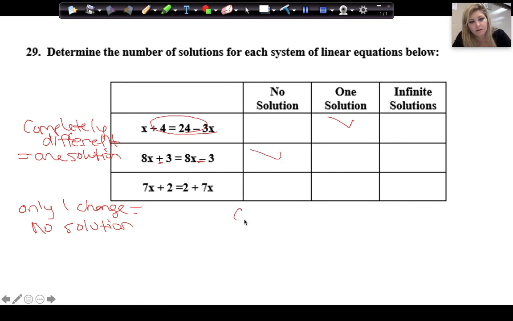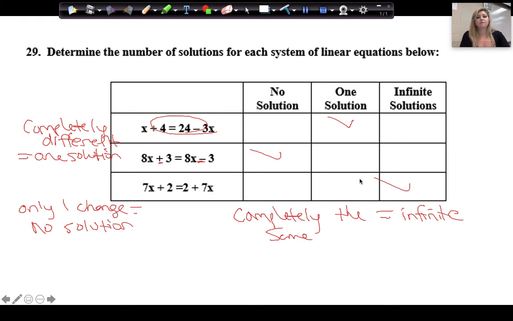And then when they are completely the same, that is infinite, because really they're on the same line, so that's infinite solutions. Also, solution means where our lines cross. So if they have one solution, they cross at one point. If they have infinite solutions, they're the same line, so all the solutions on that line could be the solution. And no solutions means they're not touching, they're parallel.